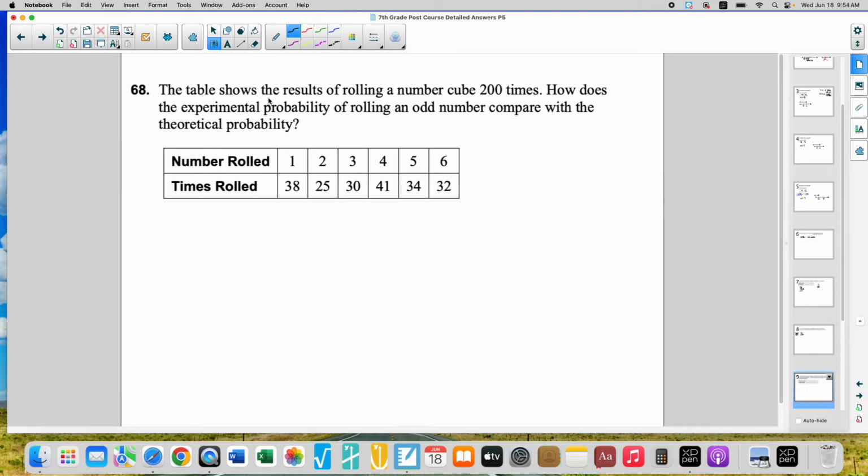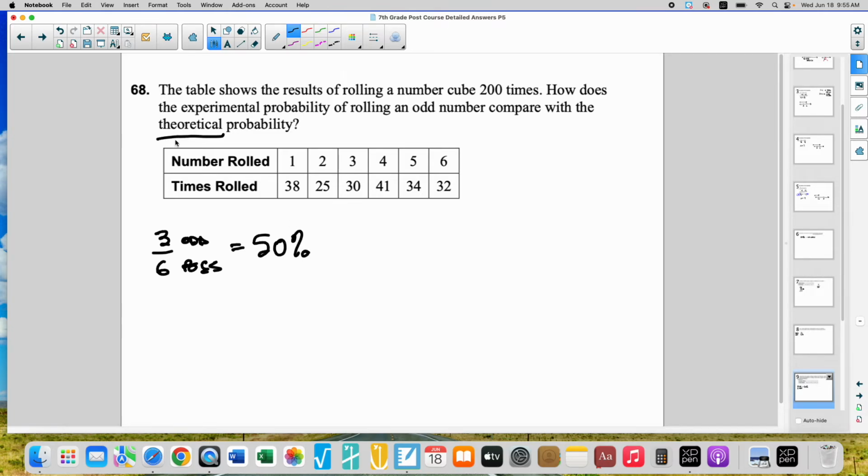The table shows the results of rolling a number cube 200 times. How does the experimental probability of rolling an odd number compare with the theoretical probability? All right, so theoretical is the mathematical one. On a number cube, there are 3 odd numbers out of 6 possible. So the probability should be theoretically 50%.